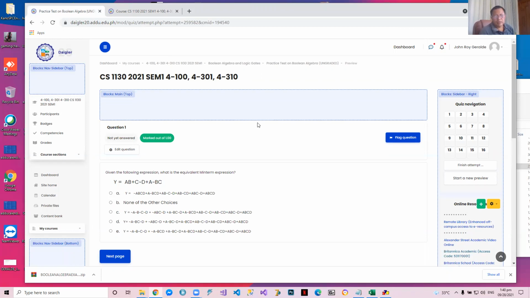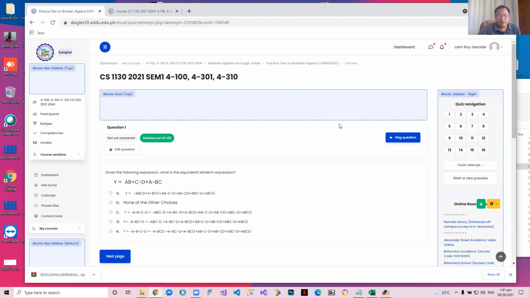So this is question number 1, if you have solved this. I'm not sure now, there are so few attempts yet. Anyway, our exam will still be about 2 or 3 weeks away, so you can still take this and use this as your study guide. First problem: given the following expression, what is the equivalent minterm expression? When you say minterm expression, we also mean the sum of products form.